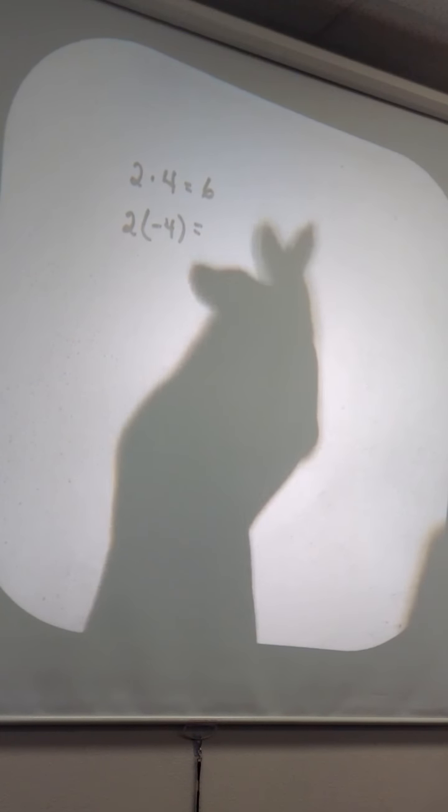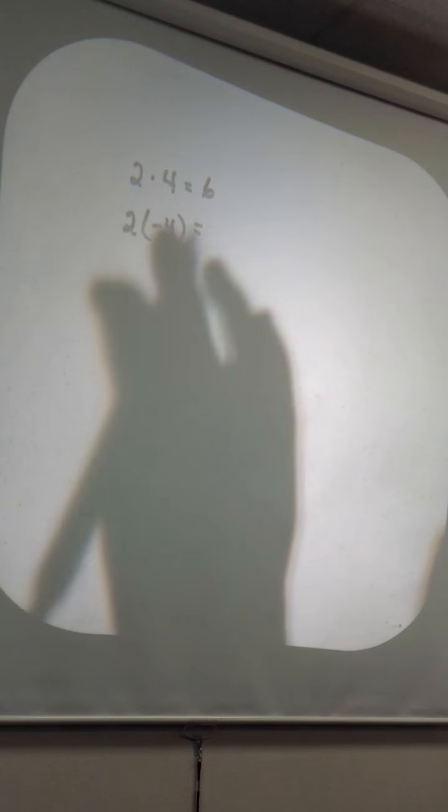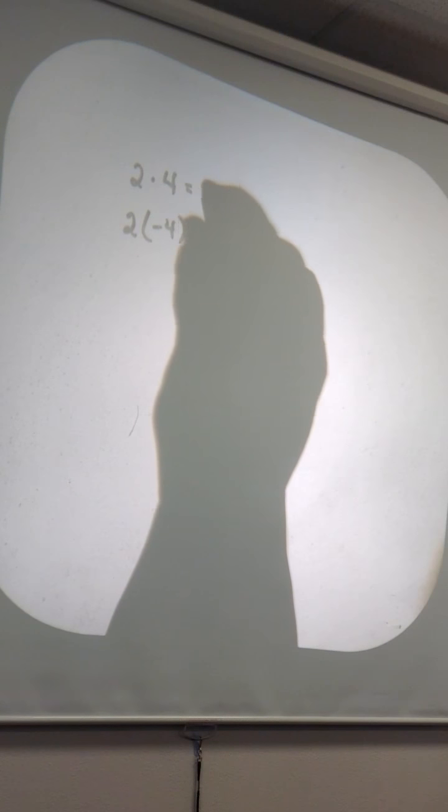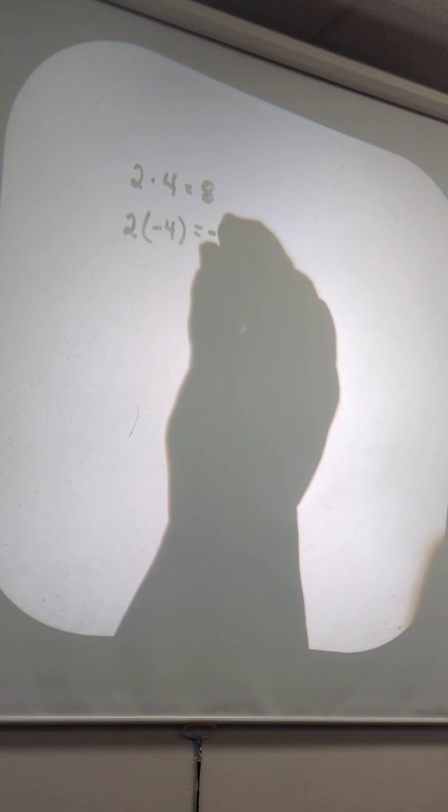For instance, we know that 2 times 4 equals 8, right? So what is 2 times negative 4? It can't be 8. It'd be negative 8. You're right. See, I'm keeping you awake this morning. Negative 8. All right.